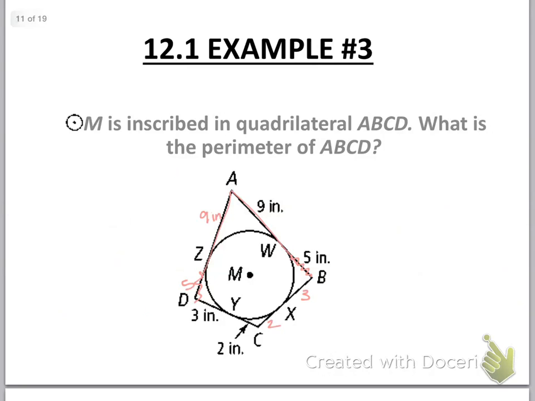So perimeter, we need to add it all up. So 9 plus 9 plus 5 plus 5 plus 3 plus 3 plus 2 plus 2. We get 38, and perimeter we're just adding, so we're going to leave it in inches.